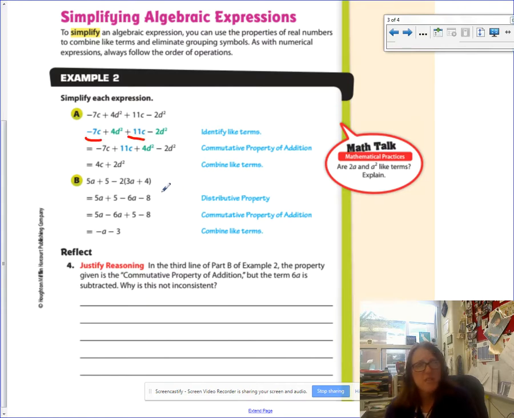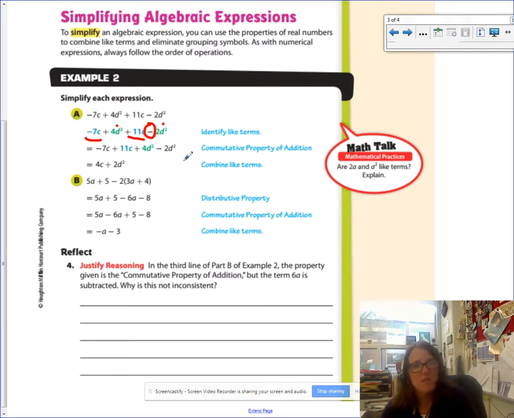These two both have c's. They should go together in the front. Okay, this is a d squared, this is a d squared. They should go together, and go ahead and throw those in the back. Basically, what we're going to do is rearrange the order.